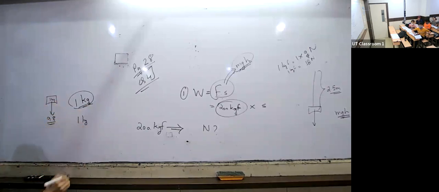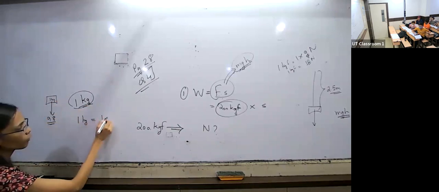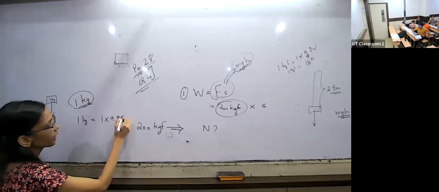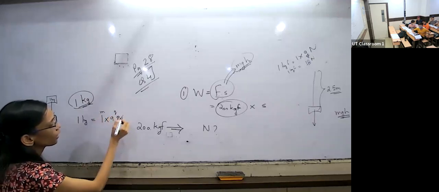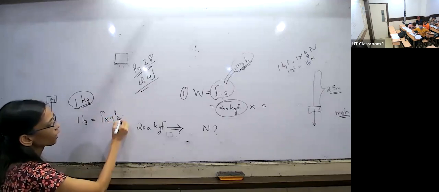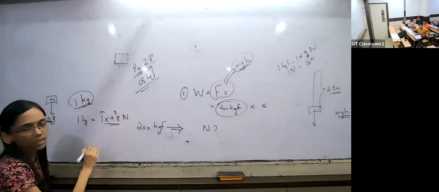9.8. So how much force is this 1 kg applying? This 1 kg is applying a force of 1 into 9.8. Understood what I'm doing? This is mass into gravity. So 1 into 9.8 newton of force is applied.